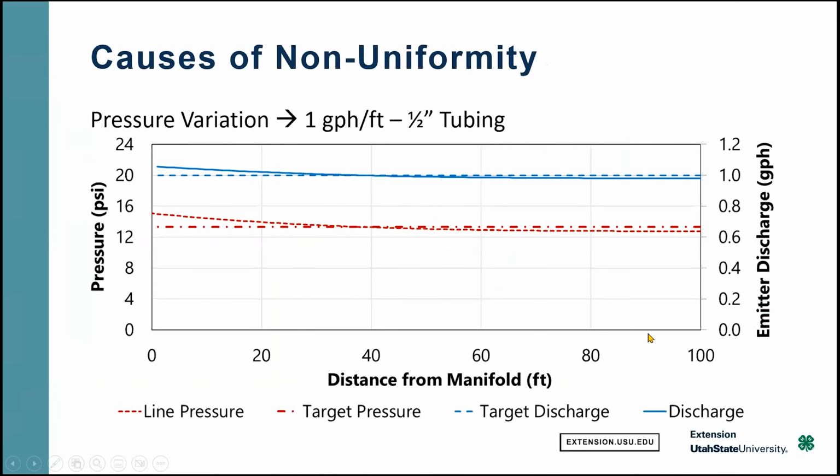Okay, another cause is just pressure variation. Chital talked well about the variation of pressure caused by friction loss in a system. Here's an example, 100 feet of 1/2-inch drip tubing. The red line is pressure. We have maybe a 2 to 3 PSI difference in pressure just because of friction through the line.